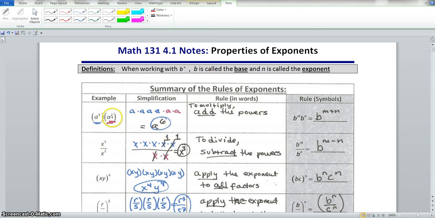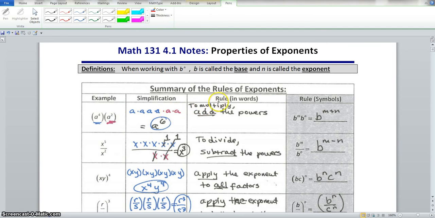We have a to the fourth times a to the second. The simplification process is we will write down the first a 4 times, and then the a to the second, we'll write it out twice. We know this is all multiplication. So when we count this up, we have a total of 1, 2, 3, 4, 5, 6. We have 6 a's, so our answer would be a to the 6th power.